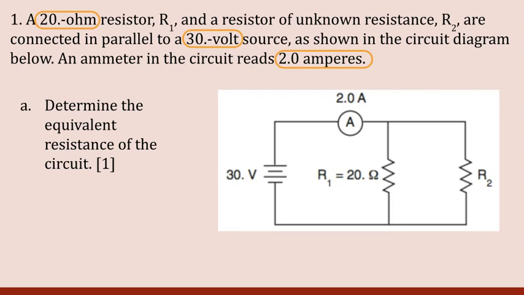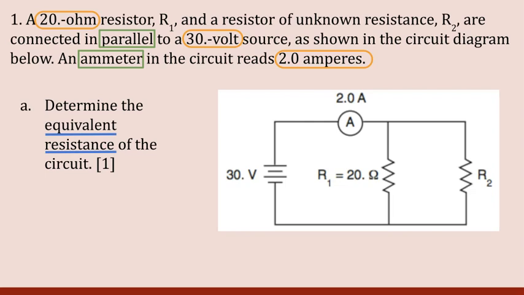Part A says determine the equivalent resistance of the circuit. I started things off by circling my numbers and units. I boxed these two keywords. I think parallel is a keyword because it might help us pick a formula, because there are different formulas for series and parallel circuits. And then I boxed ammeter because that might help you remember that the 2 amperes is measuring current. And I underlined equivalent resistance because that's my unknown.